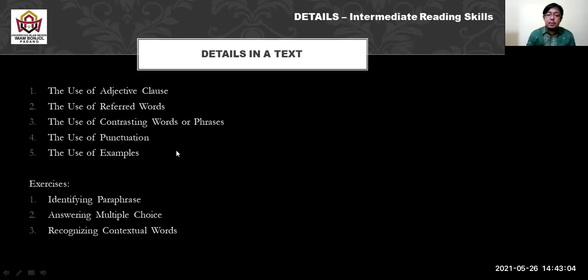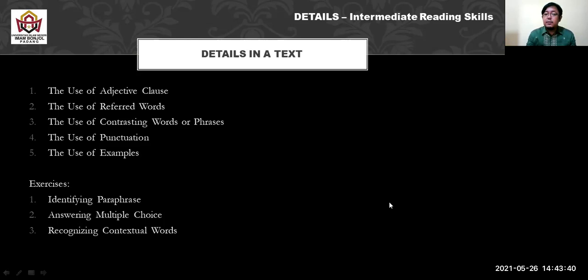Jadi ada 5 pokok idea yang ada di dalam details. Sementara untuk exercises, atau bisa saya bilang supplementary, pertama identifying paraphrase, yang kedua adalah answering multiple choice, dan yang ketiga adalah recognizing contextual words. Ini berkaitan dengan konteks-konteks yang ada di dalam teks. I'm going to explain to you one by one sampai ke sini. Nanti setelah itu kita akan wrap it up. Kita akan mereview secara keseluruhan.